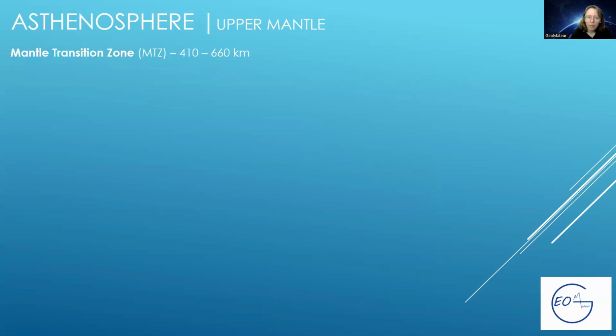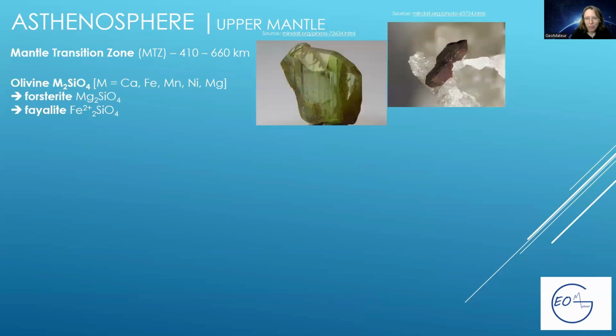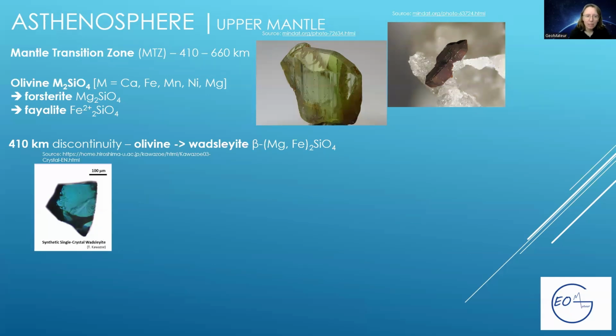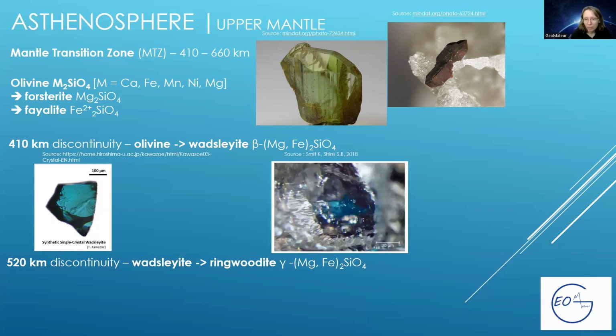Traveling deeper, we can observe a mantle transition zone. It's a zone associated with the phase transformation of minerals under the influence of high pressure and temperature. So until now, olivine is the dominant mineral. It's a greenish one, usually occurring in two forms, forsterite and fayalite. And the 410 kilometer discontinuity is a border where olivine changes into wadsleyite. Wadsleyite is also called the beta phase of olivine.